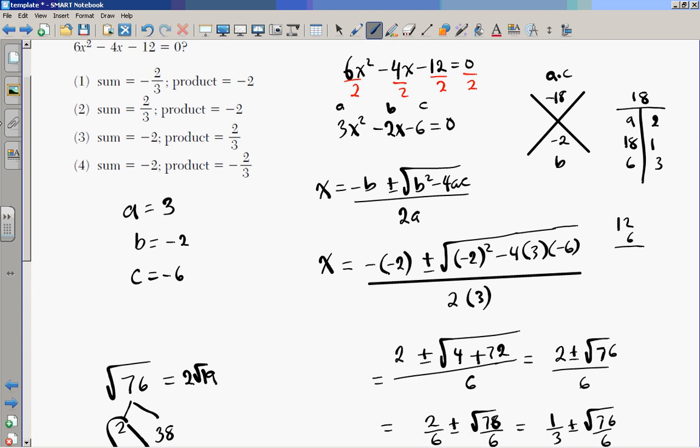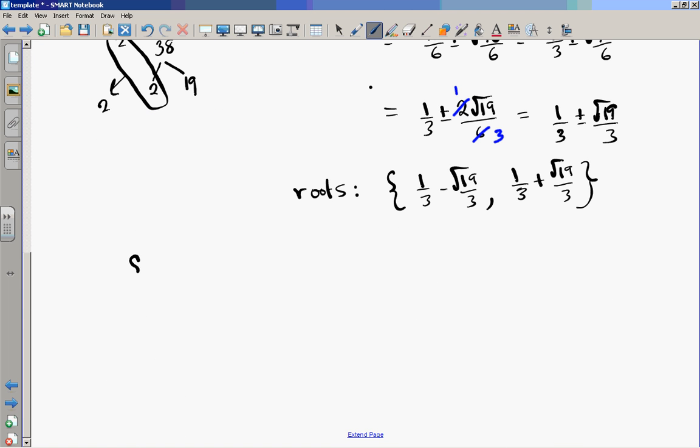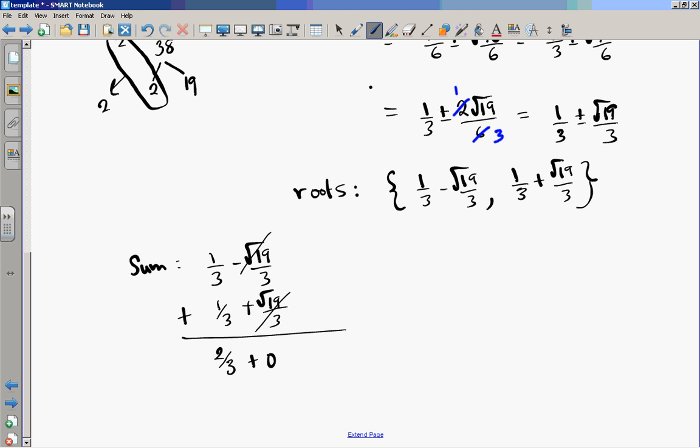So, if I just find the sum, well, let's see. Let's find the sum first. So if I want to find the sum all I do is I just add these two, right? So 1 over 3 minus root 19 over 3, I'm going to add it plus 1 over 3 plus root 19 over 3. So just add these two. 1/3 plus 1/3 is 2/3. And then root 19 over 3 plus root 19 over 3, since they're opposites, they just cancel out to 0. Alright? So 2/3 plus 0 is simply 2 over 3.